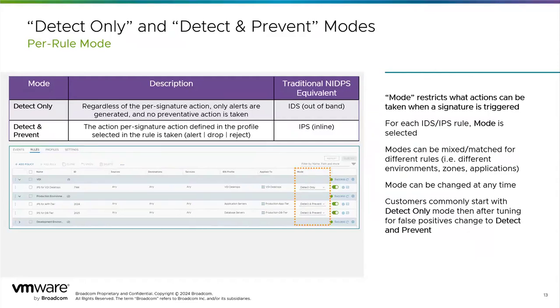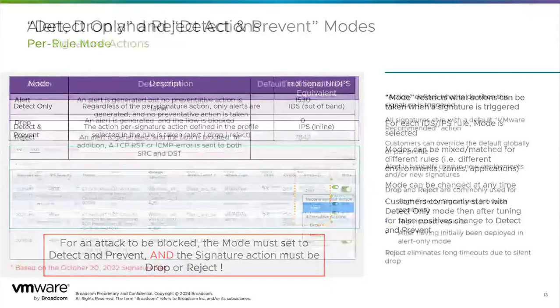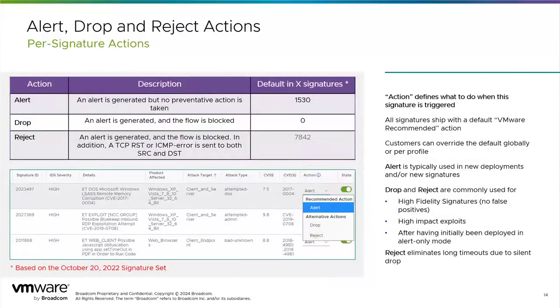For best practice, most customers will commonly start with detect only. Then, after tuning for false positives, they'll change it to detect and prevent. But keep in mind, for an attack to be blocked, an AND gate must be performed. The actual mode must be in detect and prevent, and the signature itself must have an action of drop or reject. So the action defines what is performed when the signature is triggered.